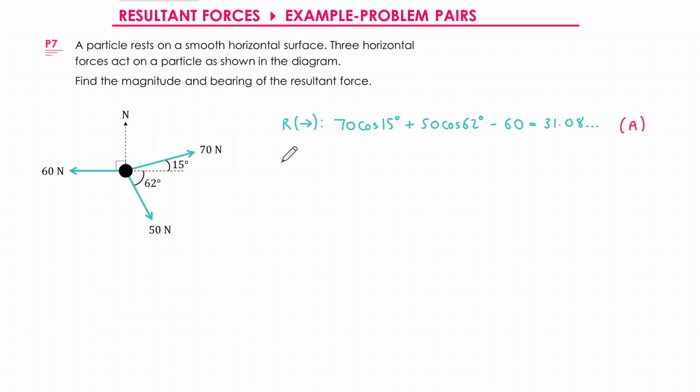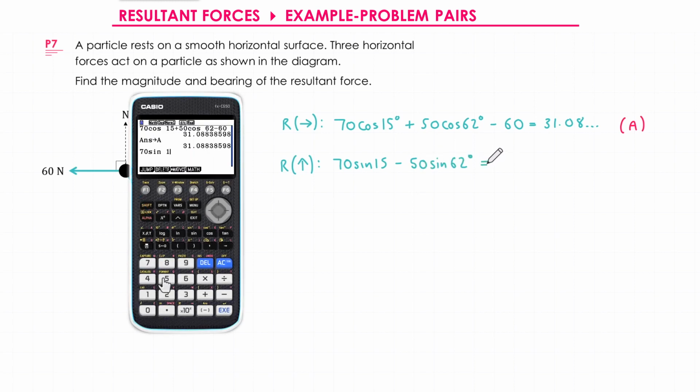Next, we'll resolve up the page. We've got a component of the 70 Newton force. We're not crossing the angle, so that's 70 sine 15. We've got a 50 Newton force acting down the page. We're not crossing the angle for that one, so that will be 50 sine 62. And if we put that into our calculator, we get minus 26.03. As we'll be using the magnitude of this later, we'll multiply it by minus 1, and then store it in our calculator as B.